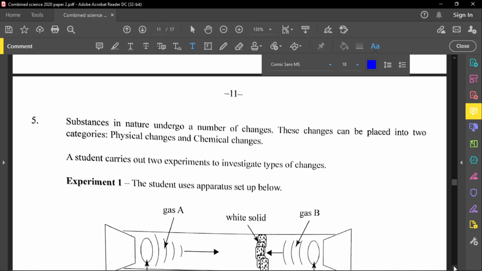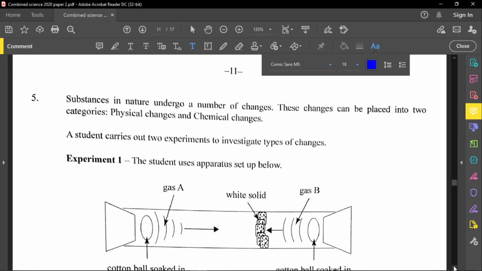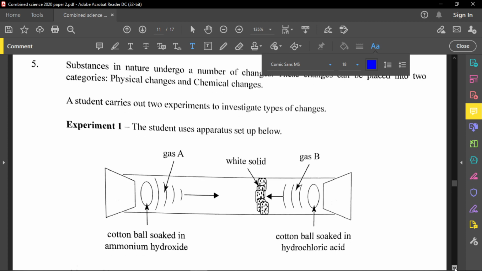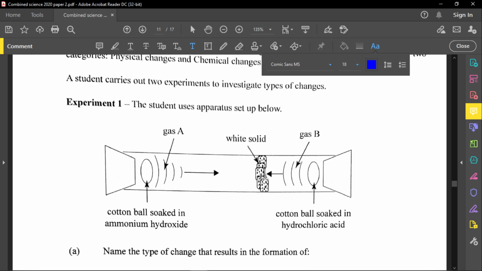This is question number 5. It says substances in nature undergo a number of changes. These changes can be placed into two categories: physical changes and chemical changes. A student carries out two experiments to investigate types of changes. And so the first experiment, experiment 1, is that the student uses the apparatus set up below. And so here you have gas A, you have gas B, you have a white solid form right here. The gas that is formed is because the cotton ball soaked in ammonium hydroxide, while the cotton on this side is soaked in hydrochloric acid.